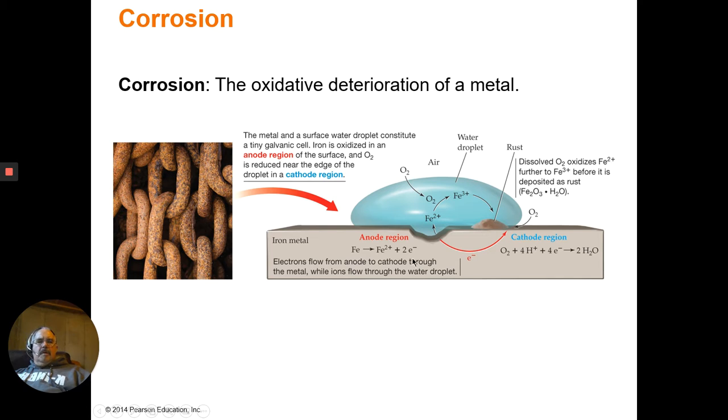Rusting of iron requires both oxygen and water to take place. Rust is iron(III) oxide hydrate. The thing about rust is that it's very soft, and so when rust forms on the surface of iron, it flakes off, exposing more metal underneath.